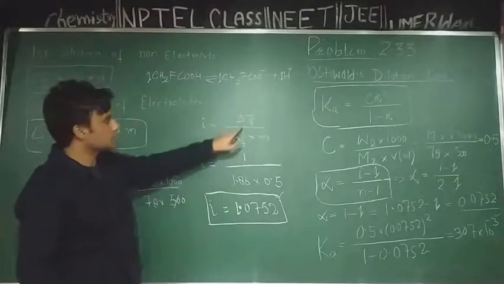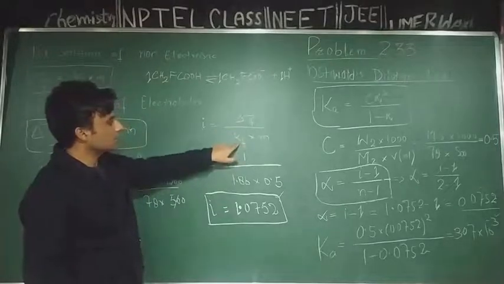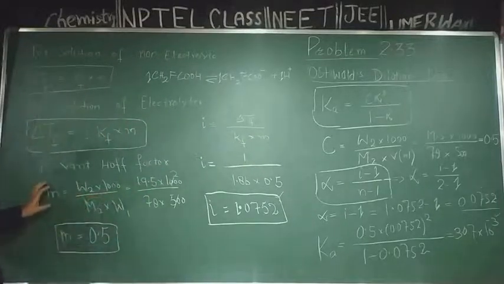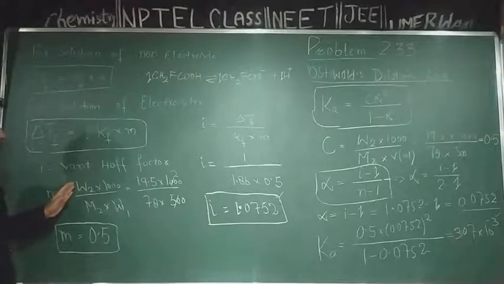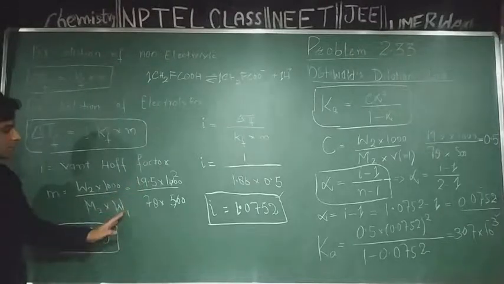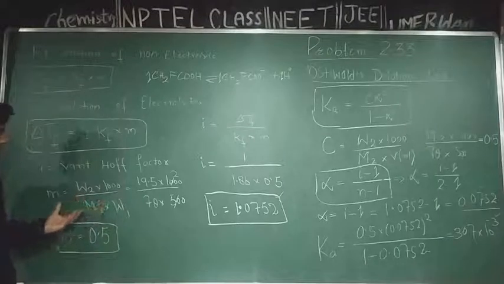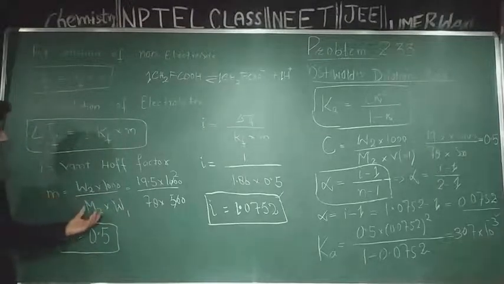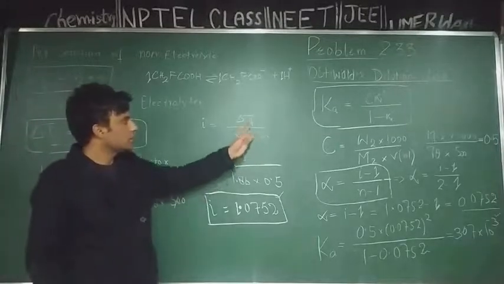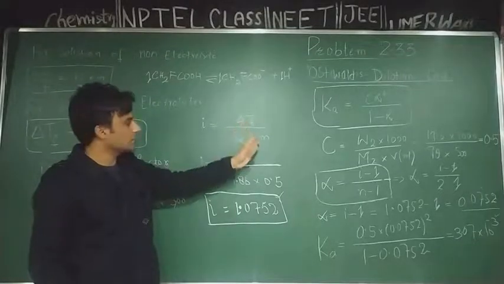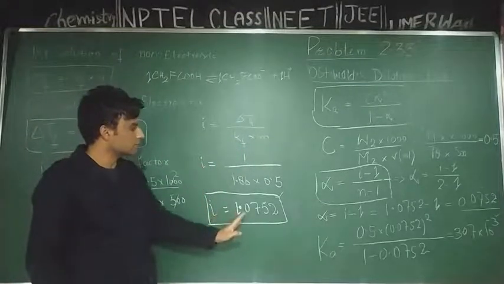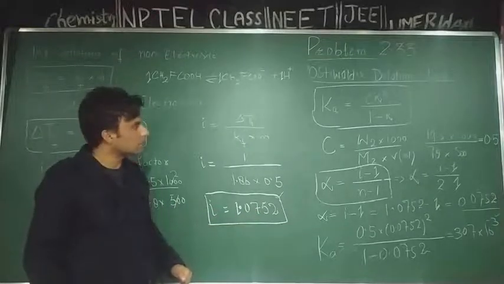Depression in freezing point was given in the question as 1 degree Celsius. In Kelvin it will be 1 Kelvin. Kf for water is 1.86. So first I needed to calculate molality in order to find the Van't Hoff factor. For calculation of molality, the dissolved mass of fluoroacetic acid was given as 19.5 gram, dissolved in 500 gram of water. It was easy to calculate the molality of the solution, knowing that the molar mass of fluoroacetic acid is 78, and molality I got 0.5. I simply substituted molality 0.5, the depression in freezing point 1 Kelvin, and Kf 1.86 in this expression. I got the Van't Hoff factor equal to 1.0752, which is greater than 1.